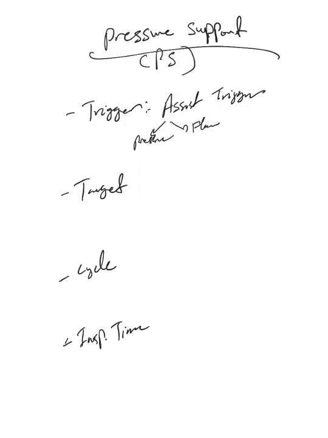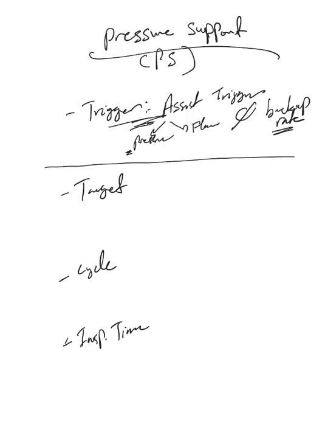And because of this, you can guess there is no backup rate, so you don't need to provide a respiratory rate to the ventilator or respiratory therapist. That means the patient has to be awake enough and strong enough to trigger his own breath. If not, then the patient will become apneic and the ventilator will start giving you alarms that the patient is not breathing. The next thing is the target.